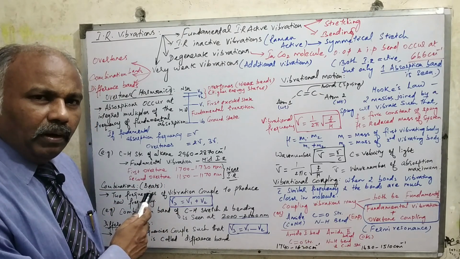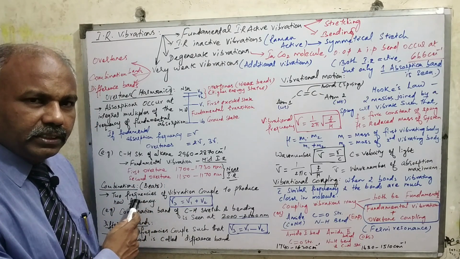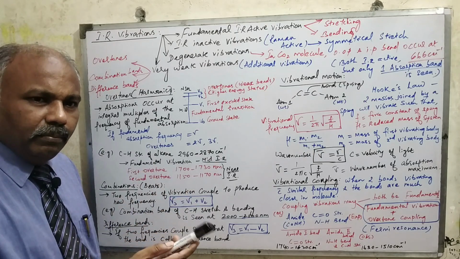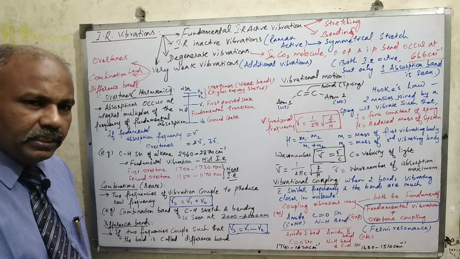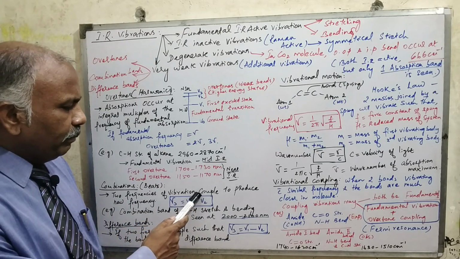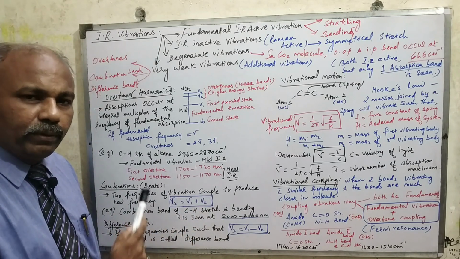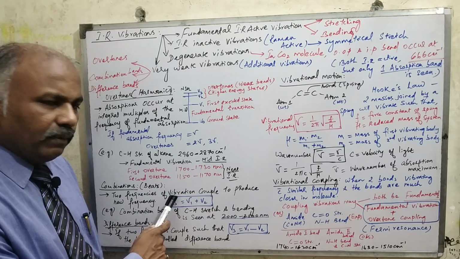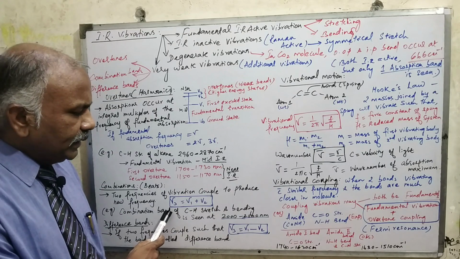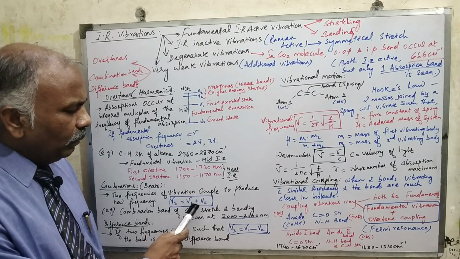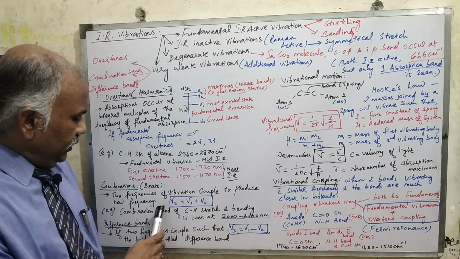Now, the next important thing is combinations. Combinations are also called as beats. In music, we are using the terminology beats, right? So, what is called combinations? Two frequencies of vibration coupled to produce a new frequency. When two frequencies of vibration couple together, they will produce a new frequency. For example, nu3 is equal to nu1 plus nu2, right?